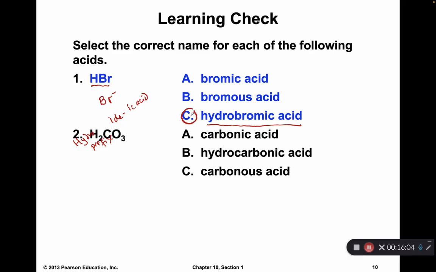Let's try another. H2CO3. Right? If I have H2CO3, then I have the anion.